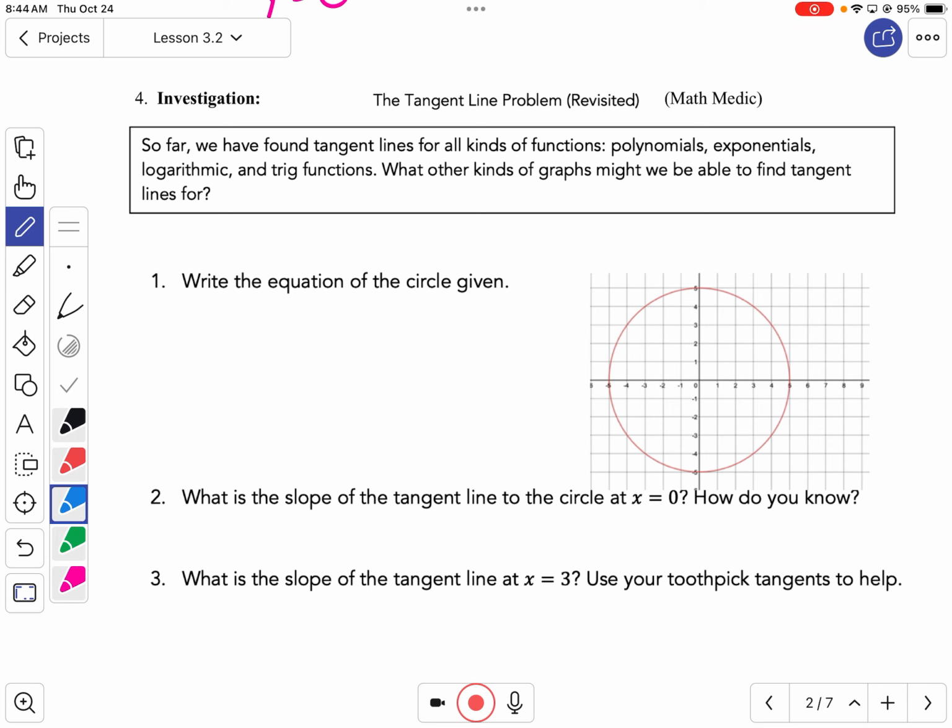Circle it. What is this? Well, with a tangent, why don't you just do a line? X equals 0.